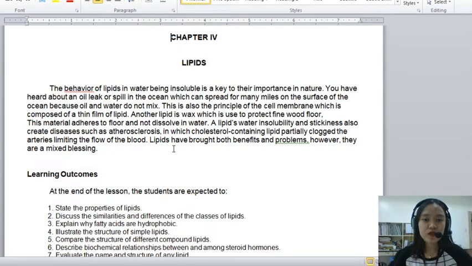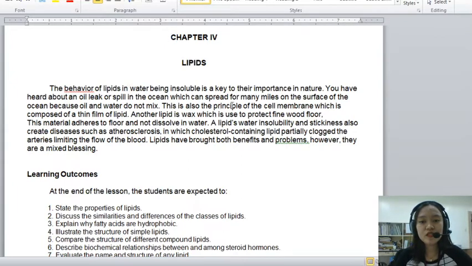Okay? So kapag nagkaroon ng oil spill, it will not naturally disappear. So there must be an intervention from the humans, no? So we must do something para ma-lessen yung oil that was spilled on the ocean. Kasi nga, it will spread miles and miles because your oil is not soluble or hindi siya nagmi-mix with your ocean water. Okay, so yan yung one example kung gaano ka-insoluble ang lipids with your water.